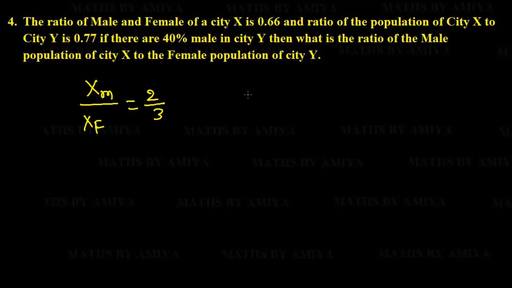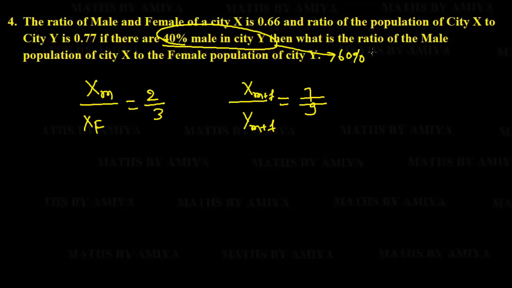The ratio of the total population of city X to the total population of city Y is 7 by 9. The total population is male plus female, so male plus female is 7 by 9. And the last data: if there are 40% male in city Y, what is the meaning of 40% male? It means the rest 60% are female of city Y. So we can say Y male upon Y female is 40 upon 60, which becomes 2 by 3.